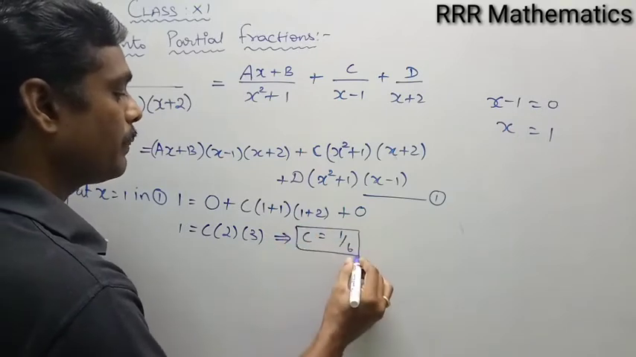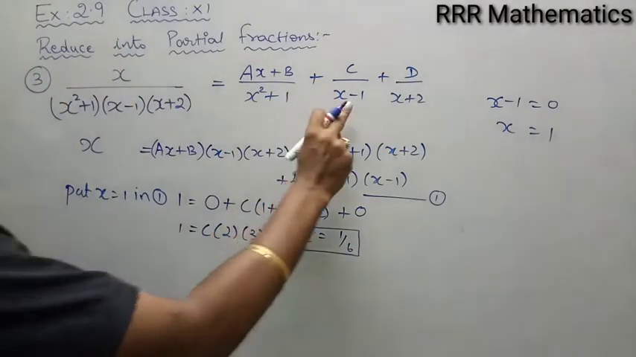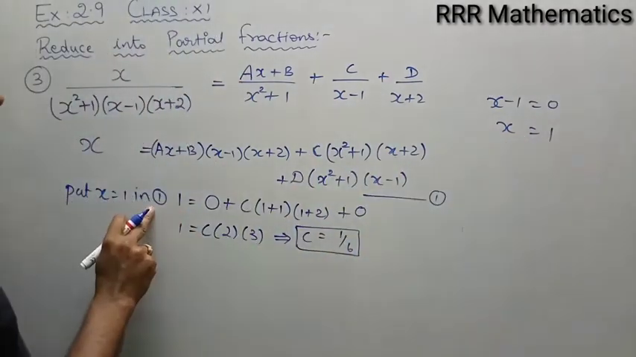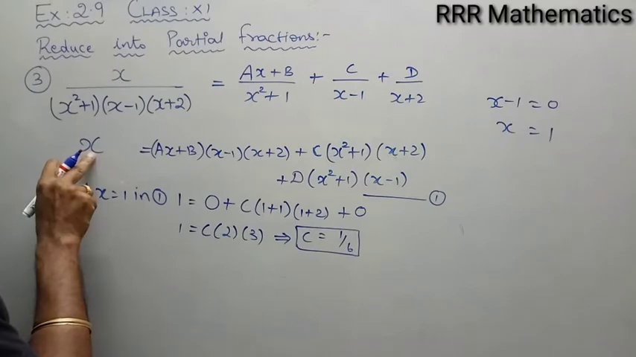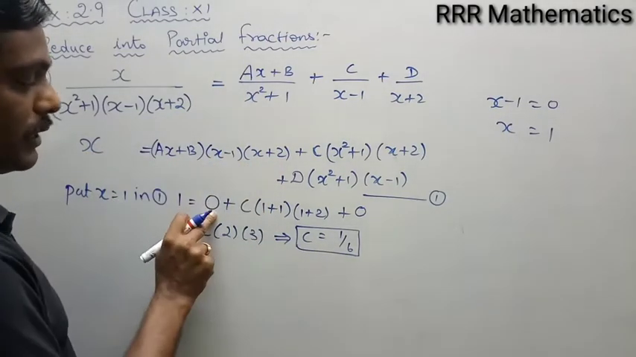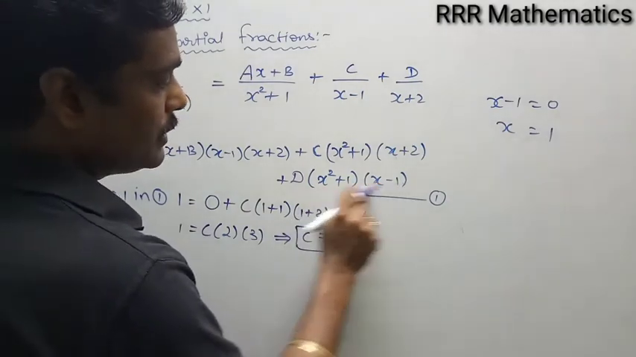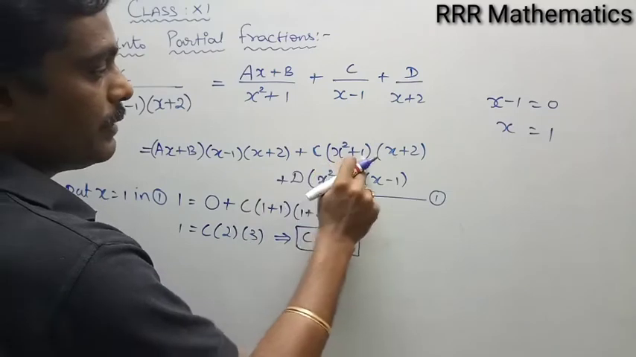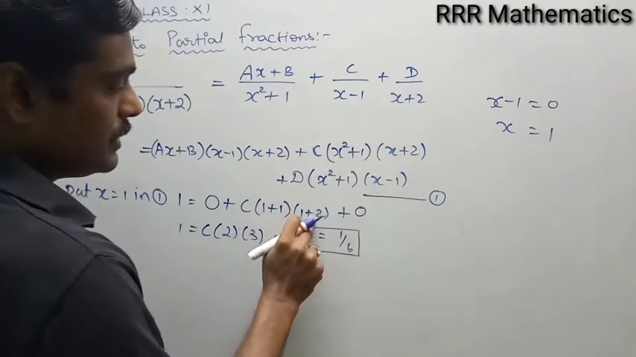Got it? I will repeat. When you equate this one to 0, I am getting x equal to 1. When you replace in equation 1, I am getting here x replaced by 1. When you replace here, 0, 0 times the product is 0. So this will be plus c, 1 square 1 plus 1, 1 plus 2. This is 3, this is 2.